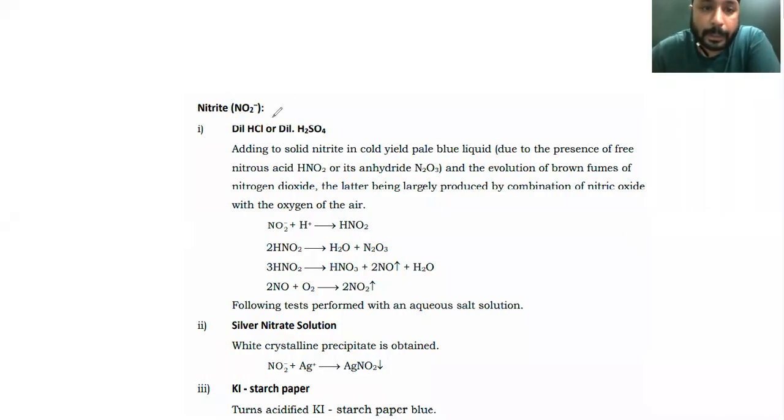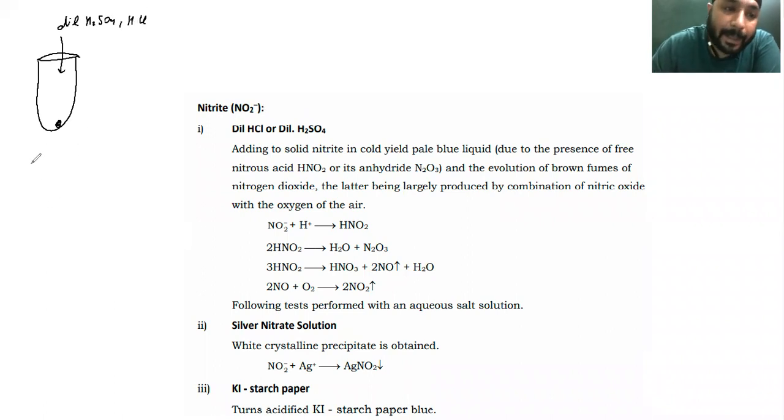Now we have to do the test for nitrite anion, right? Again, nitrite anion is a radical which will give a preliminary test with your dilute HCl and dilute H2SO4. Now in this preliminary test, what will happen? We'll take again a pinch of salt and we'll put dilute HCl inside it, or dilute H2SO4.